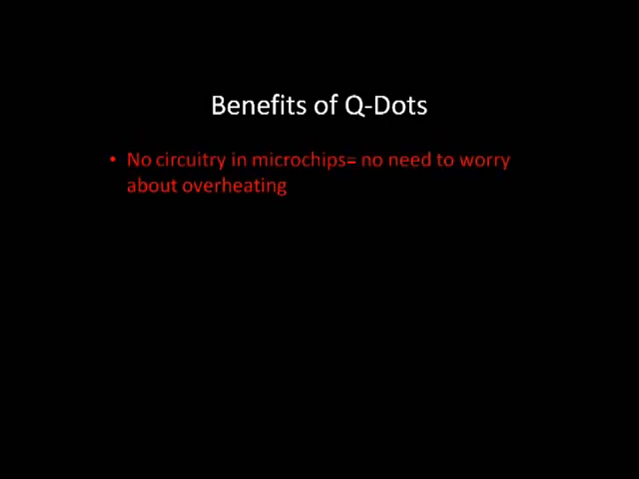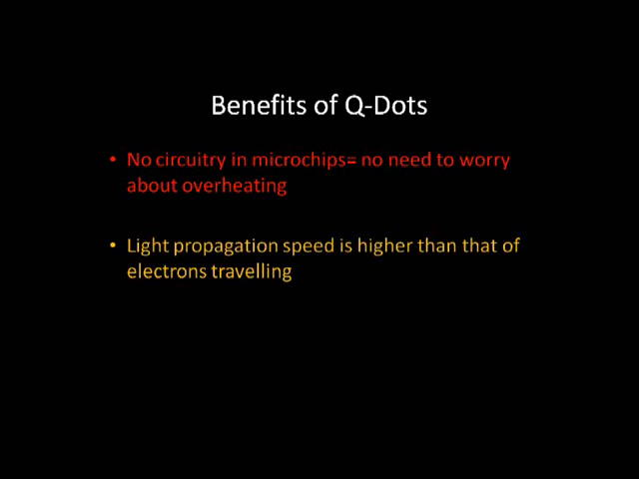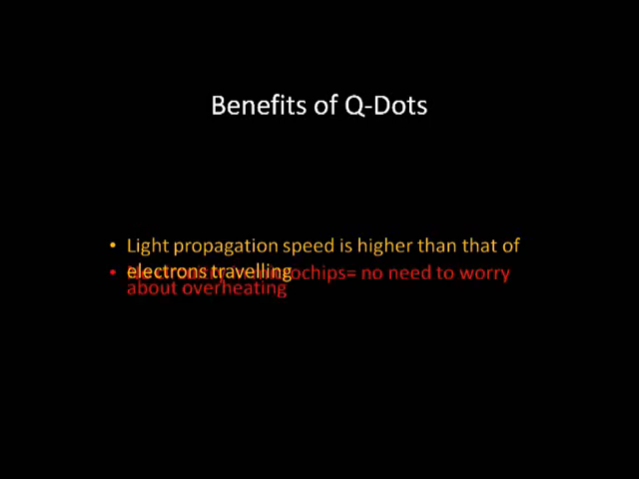The biggest problem of modern microchips is that they overheat because of dense circuitry. Remember that charges undergo more resistance if the diameter is smaller. On the other hand, light propagates at a much higher speed than electrons. This means information will be processed much faster.